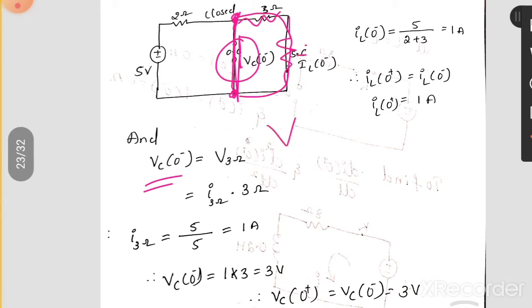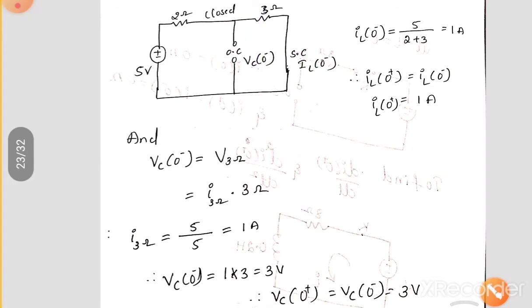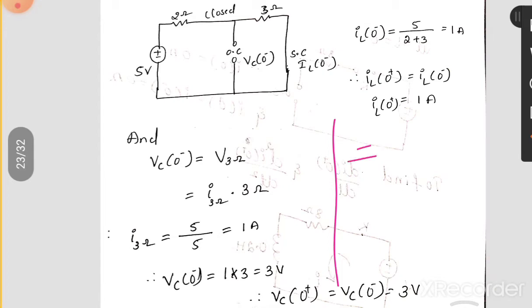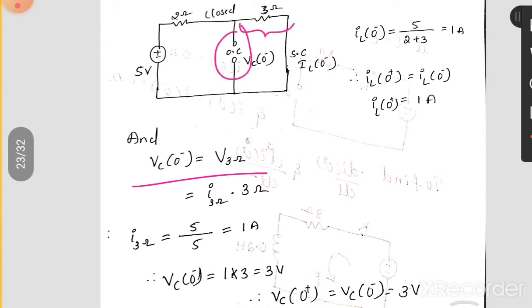You can say the voltage across this open circuit is nothing but the voltage across this 3 ohm, or you can go by the voltage divider rule, or the branch voltage formula. That is, main voltage into the other resistance divided by the total resistance. Or else we can go by this one. Vc of 0 minus is nothing but the voltage across this resistance, because this and this are in parallel.